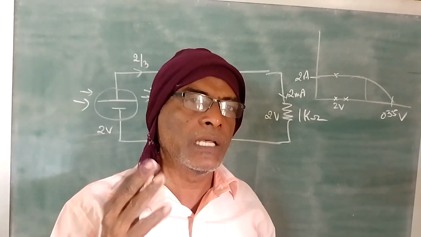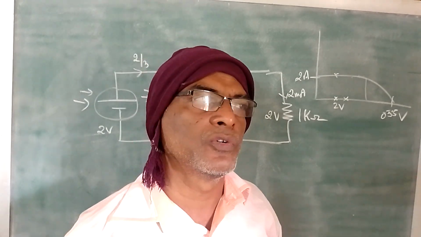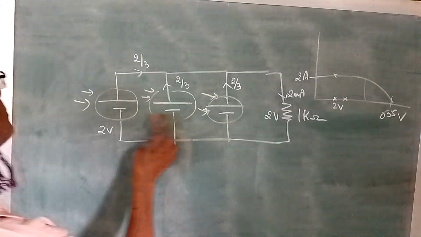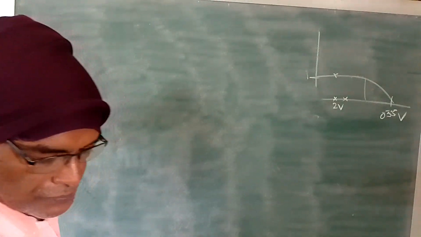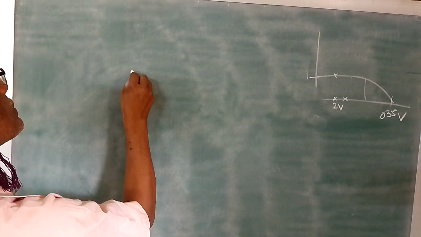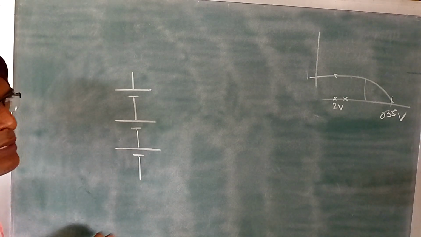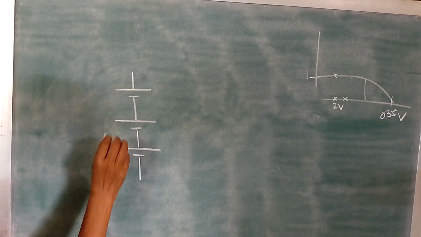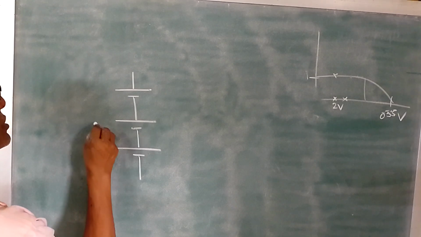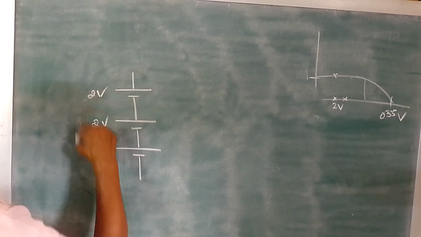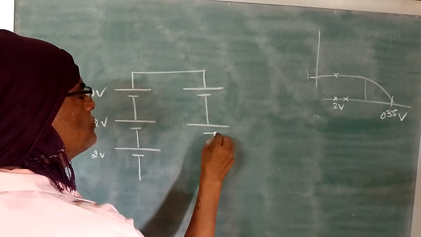Now case 3 is, I want to increase the current as well as the voltage. So in that case, what you have to do, you should go for series parallel combination. So the circuit will be one, two, three. So this will increase. Suppose all are solar cells only. So this is going to give 2 volts, 2 volts, 2 volts. So totally 6 volts.